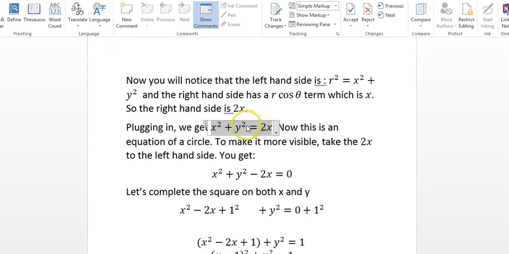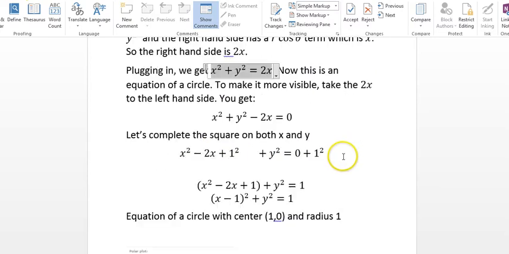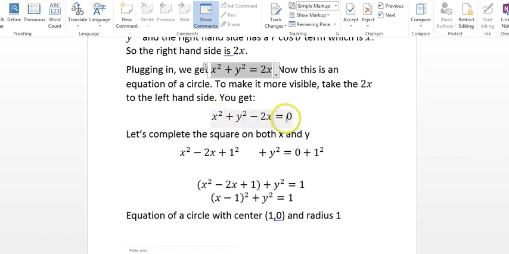So what you do is you bring the 2x over to this side and make it look like x squared plus y squared minus 2x is equal to 0. Now you complete the square on both x and y. Here the y squared is by itself, so there's really nothing to complete the square there, but you can complete the square on x. So let's put the x squared and the x terms together, then you get x squared minus 2x and the y squared. If you want to complete the square on x, you take 1/2 of the middle term. The middle term is negative 2, so 1/2 of that is negative 1, and you square it and add.